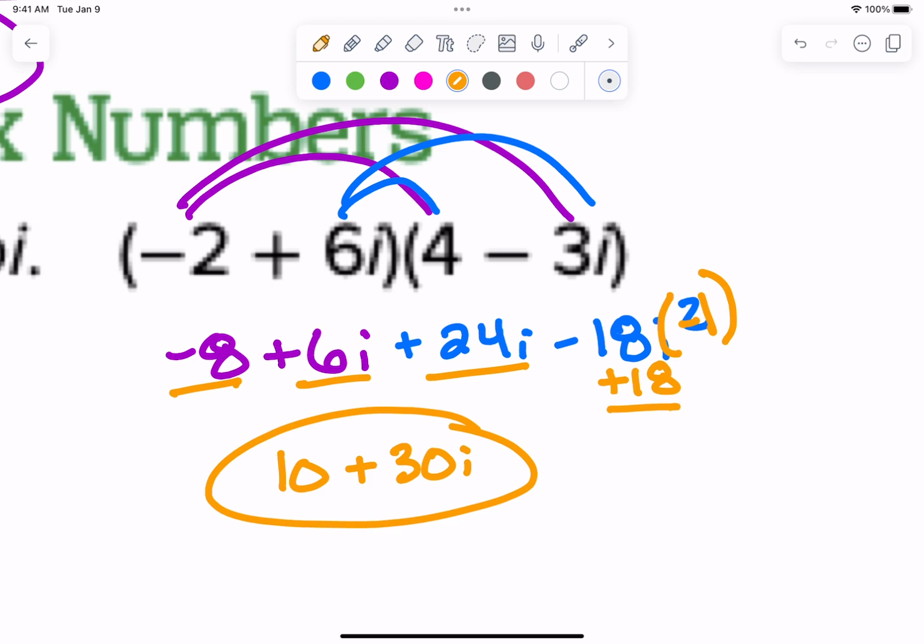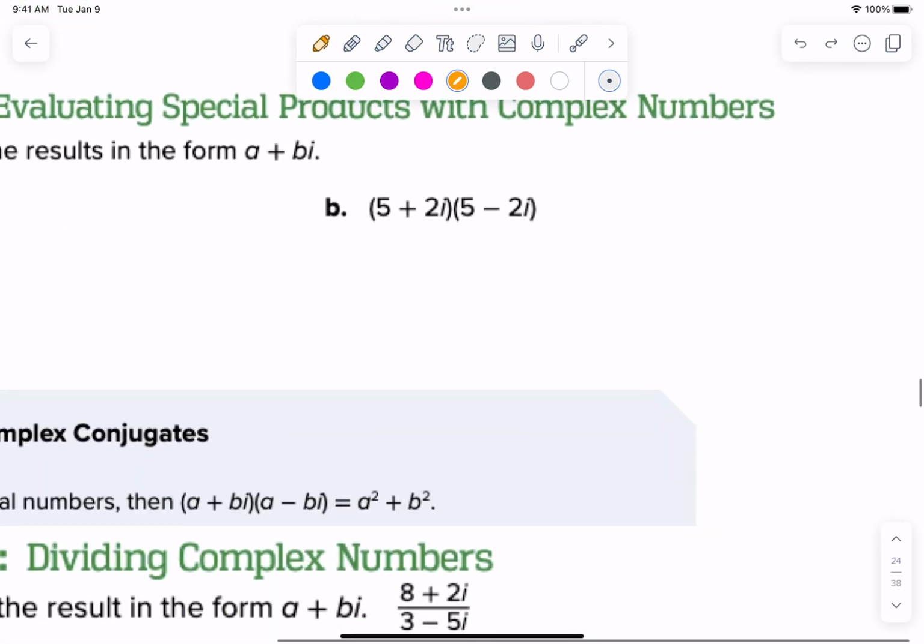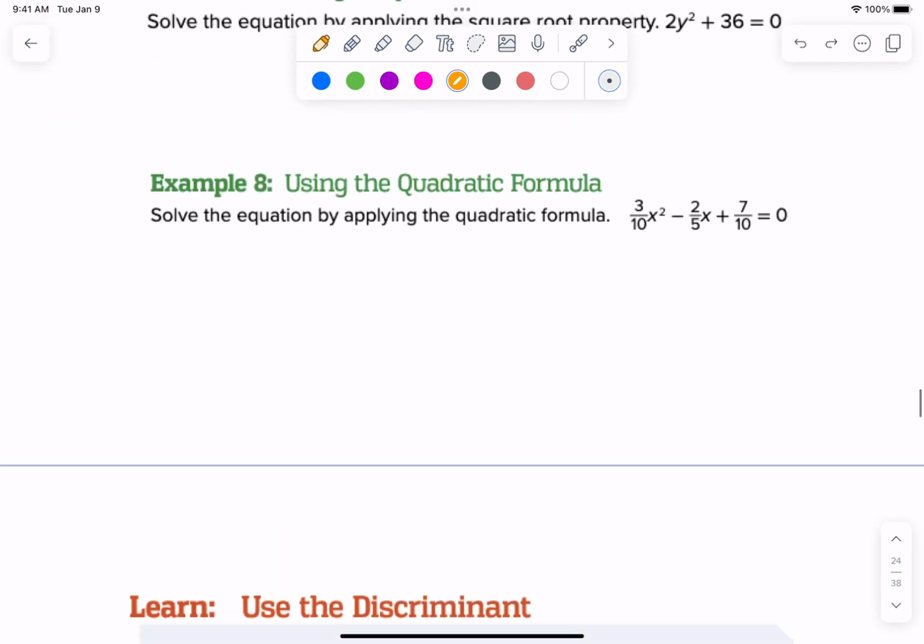Are we doing okay? Anytime you have i squared, which you will always get an i squared if you're multiplying 2 complex numbers together, that i squared just flips the sign of the original term, right? This negative 18 became plus 18. No i's, right? There he is.